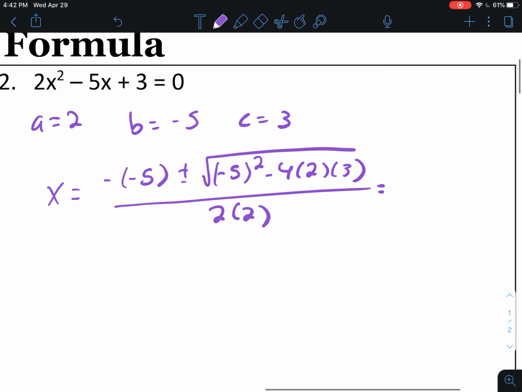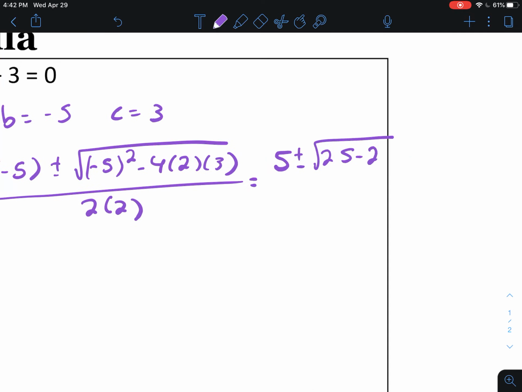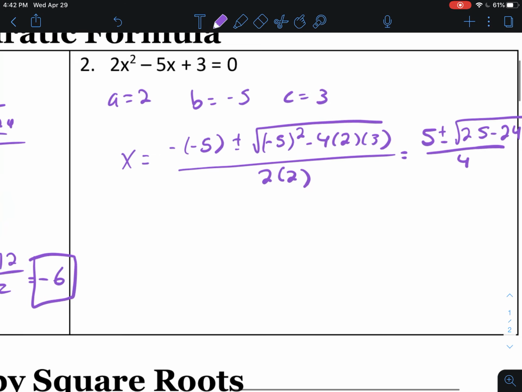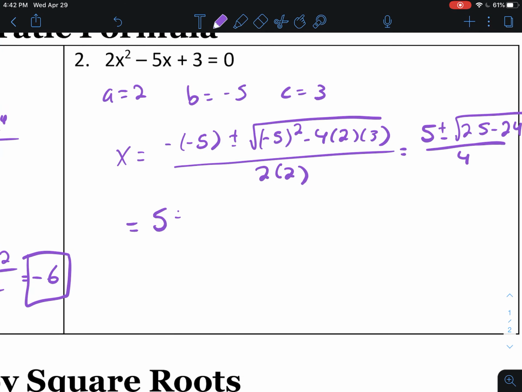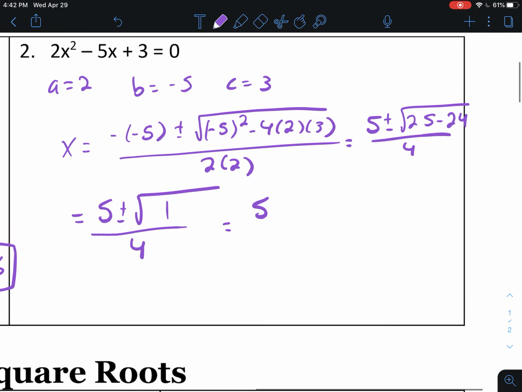From here we need to simplify this, so that's going to be positive 5 because negative negative makes a positive, plus or minus the square root of 25, 4 times 2 gives us 8, 8 times 3 gives us 24, so minus 24, divided by 4. Continuing on, we have 5 plus or minus the square root of 25 minus 24, which is just 1, divided by 4. So that gives us 5 plus or minus 1 divided by 4.